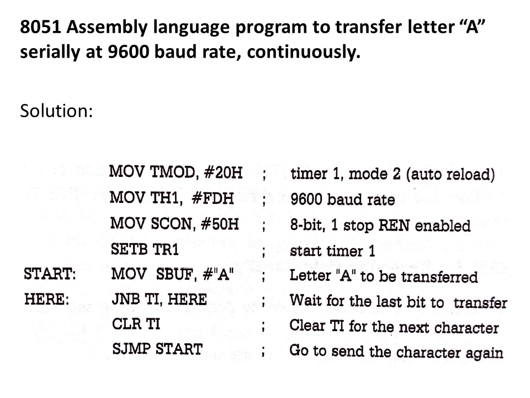The next instruction is SETB TR1, that is set bit timer 1, to start the timer 1. After that, the next instruction is MOV SBUF, #'A', the letter A, because our requirement is to transfer letter A serially at a baud rate 9600 and continuously. If we need to transmit anything serially, it should be copied to SBUF or serial buffer. So the letter A is copied to SBUF.